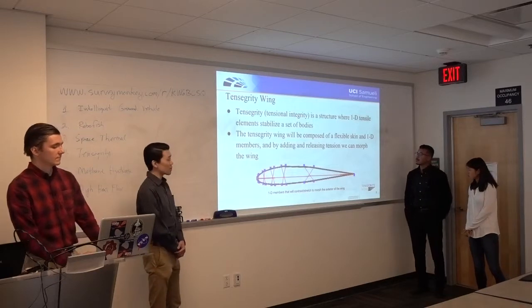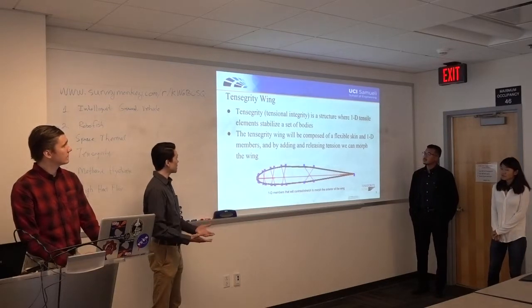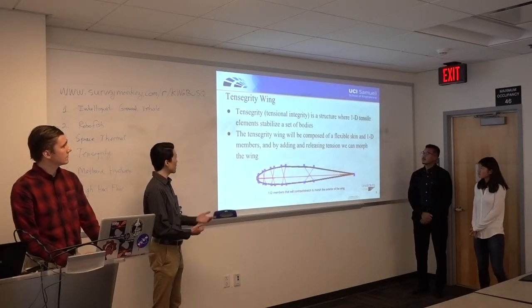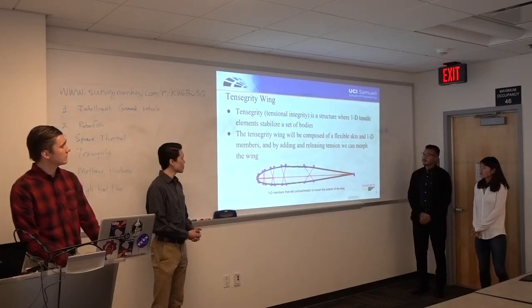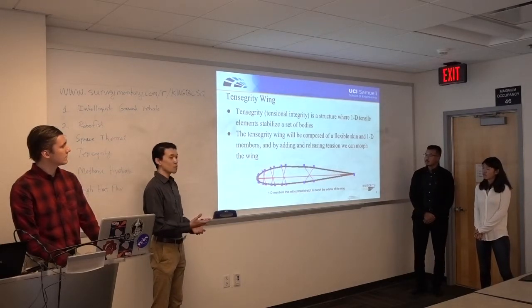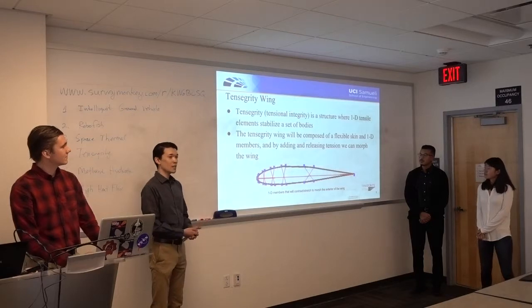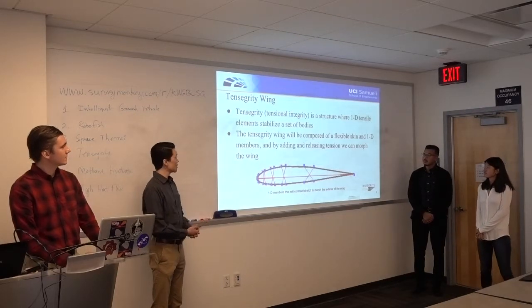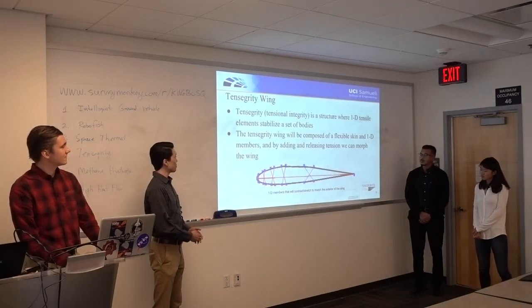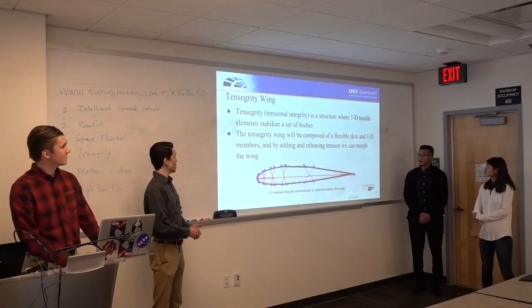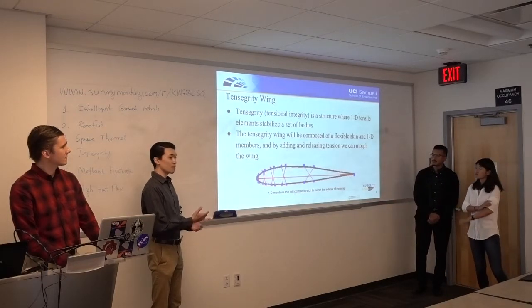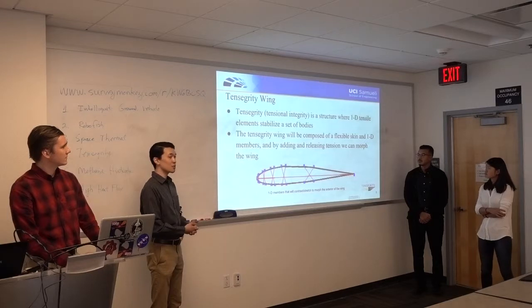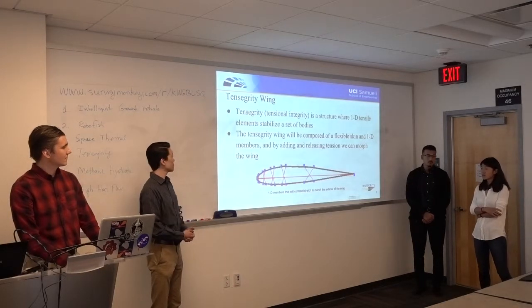So I'm sure some of you are probably wondering what tensegrity is exactly. It's a portmanteau of tensional integrity. So it's a structure where you have several 1D tensile elements and they stabilize a set of rigid bodies. So a tensegrity wing would be comprised of a flexible skin and several 1D members, and by adding and releasing tension, we can morph the shape of the wing.